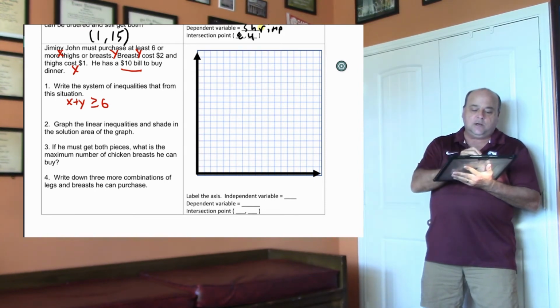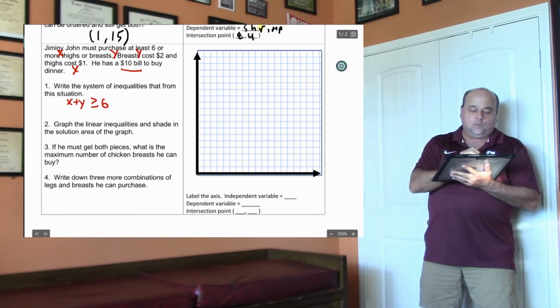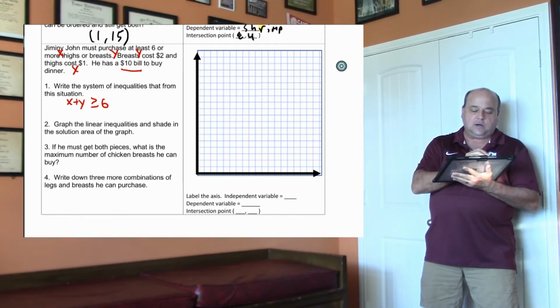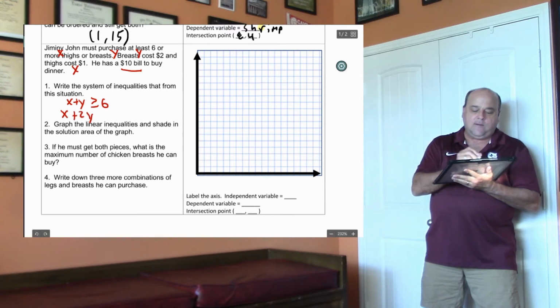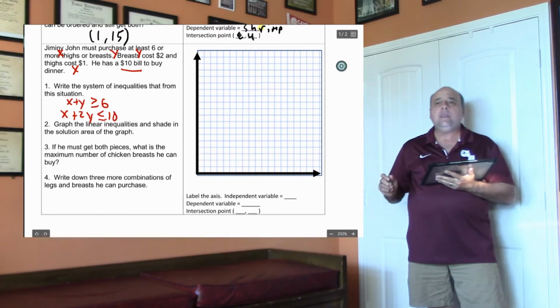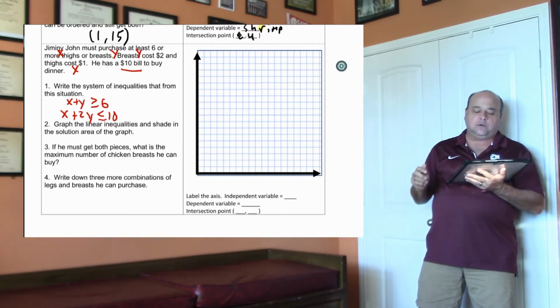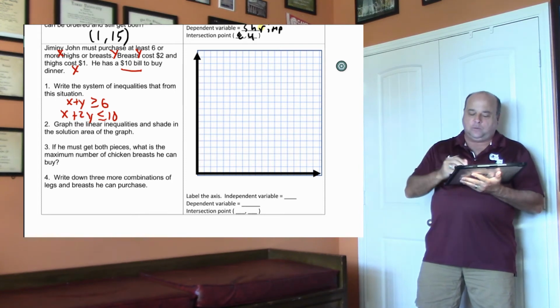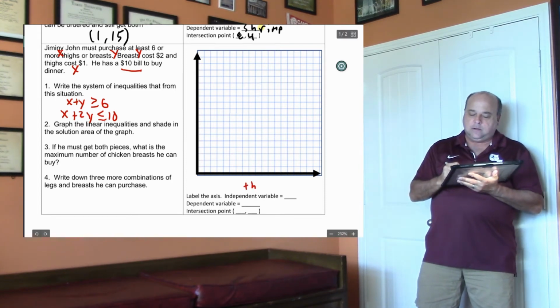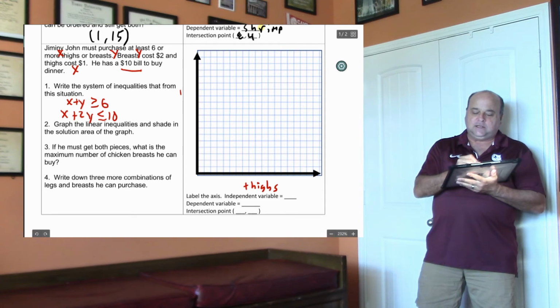Now then on the next one, the breast is Y and the thighs are X. So 1X, or X plus 2Y, has to be less than or equal to 10. So those are our 2 equations. Make sure your X's and Y's are correct on this. So the X will be the thighs, and the Y is going to be the number of chicken breasts.